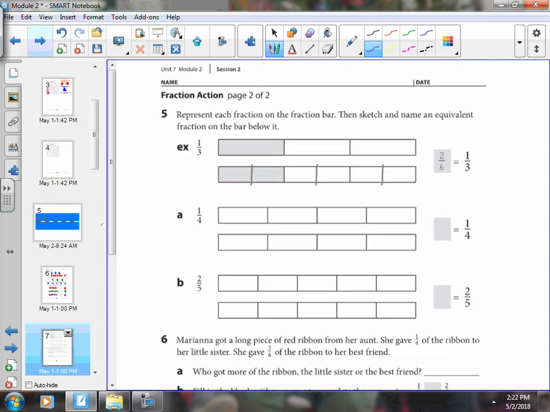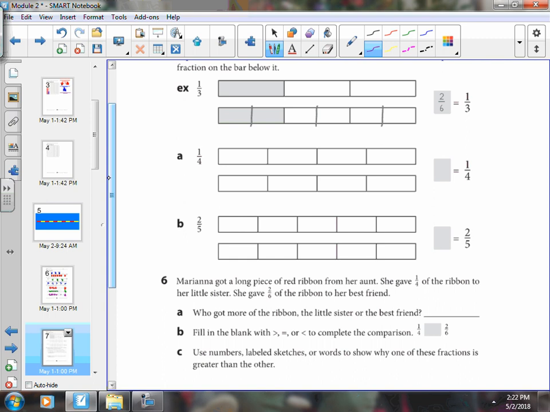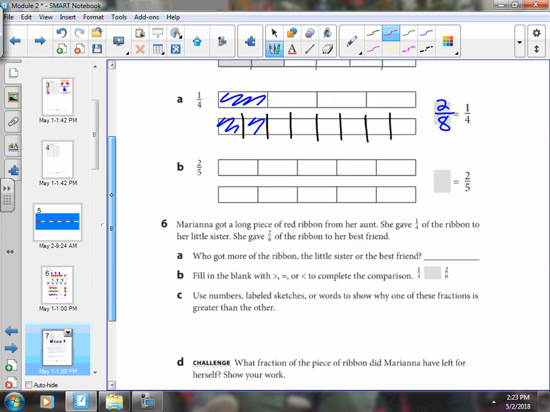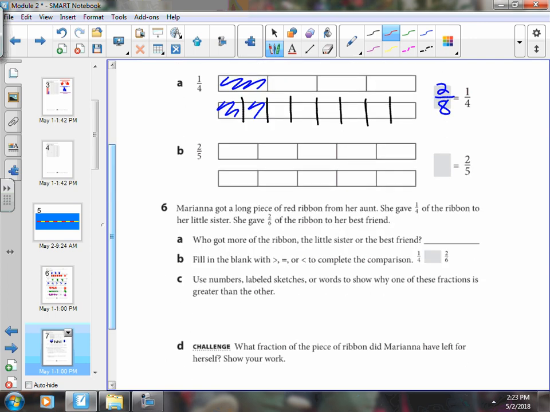Represent each fraction on the fraction bar, then sketch and name an equivalent fraction below it. So the first one, I'm going to show 1/4. And I think I'm going to just double it. Double the top and double the bottom, and show that 1/4 is the same thing as 2/8. And there's lots of things you can do. You could do it totally differently, as long as it's still the same amount of shading.